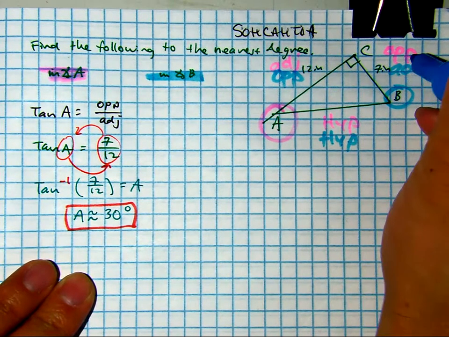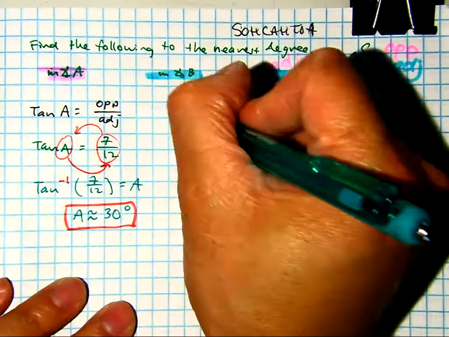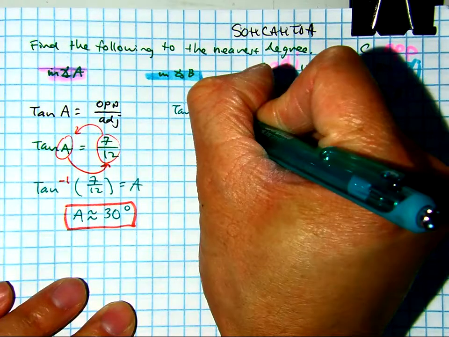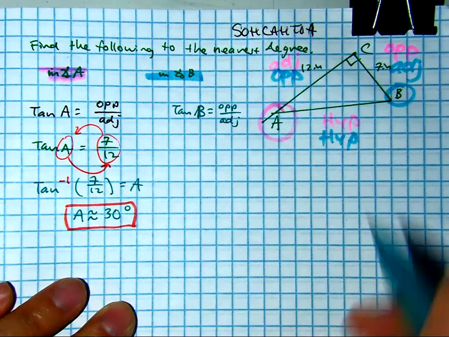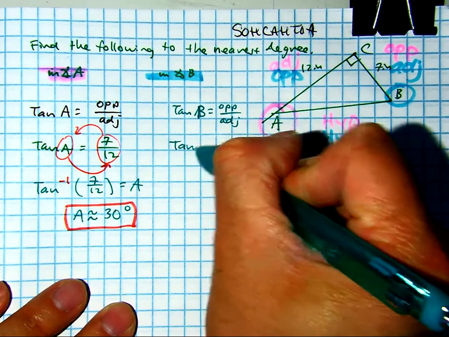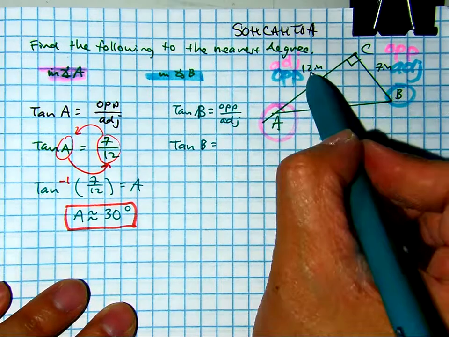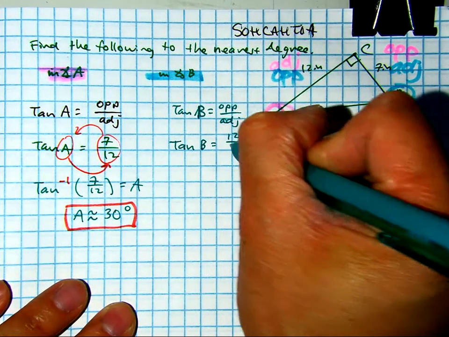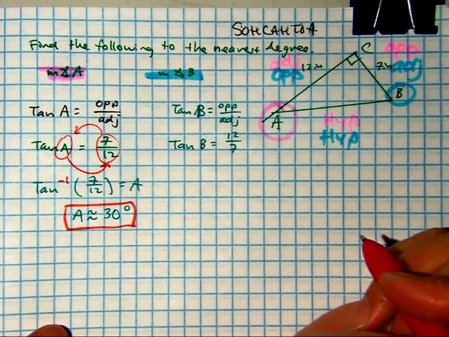Tangent of A, not A, tangent of B equals opposite over the adjacent. Class, tell me what's right. Tangent of B equals 12 over 7. Jesus, what should I do next? How do I show the inverse? Jesus, tell us what to write.